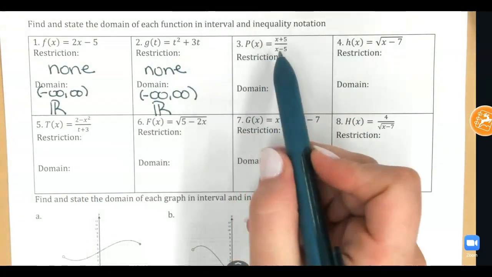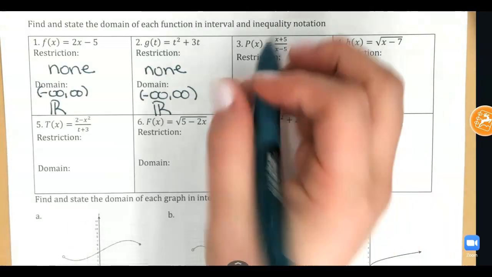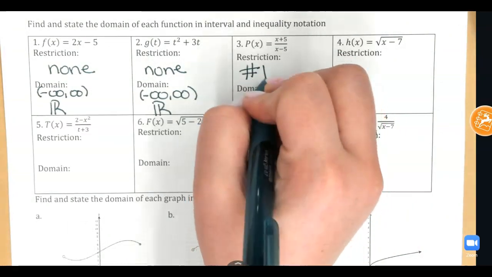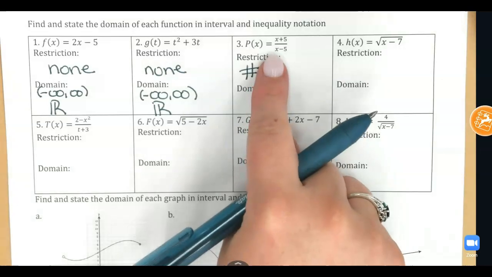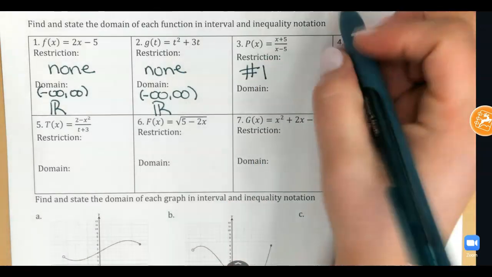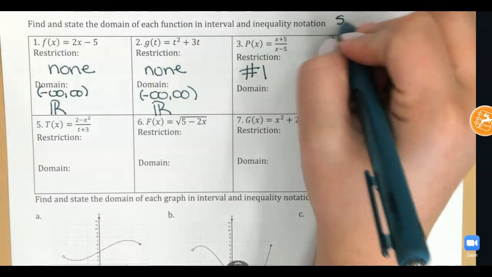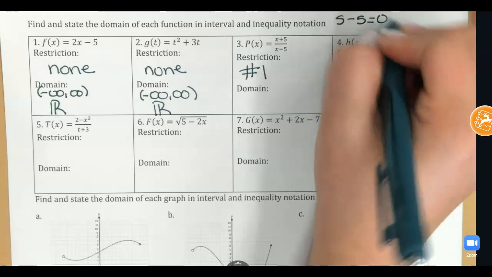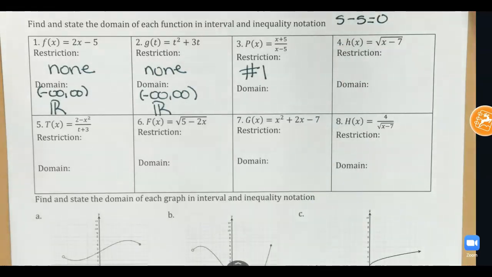On number 3, okay, I have x minus 5 in my denominator, so this is restriction type number 1. I cannot divide by 0. So I have to think, what x value would cause me to divide by 0? Now, if I plugged in 5 for x, that would give me 5 minus 5, which would mean I have 0 in the denominator. So x cannot be 5. So my domain has to be all numbers except 5.